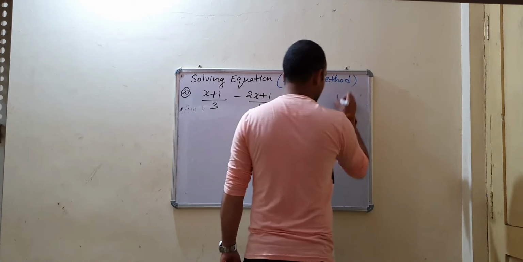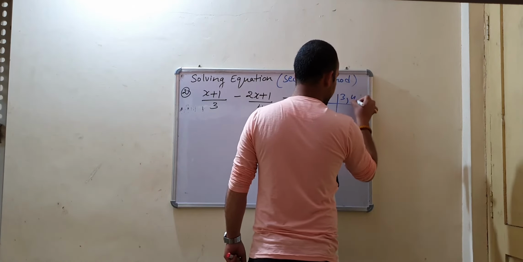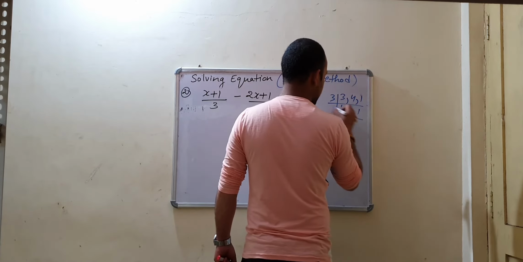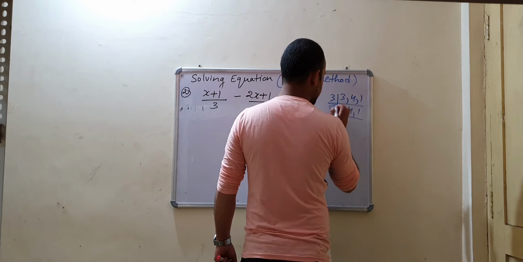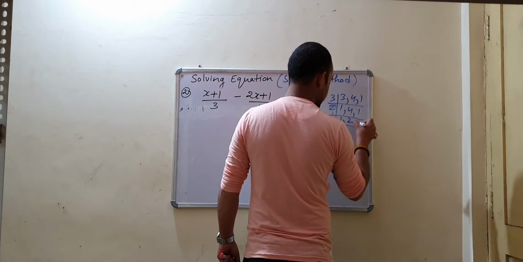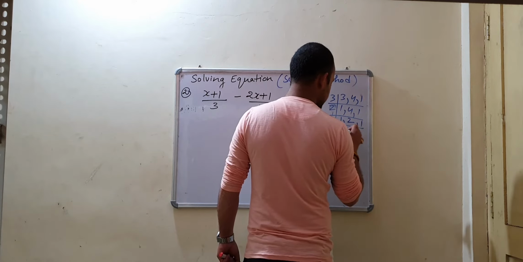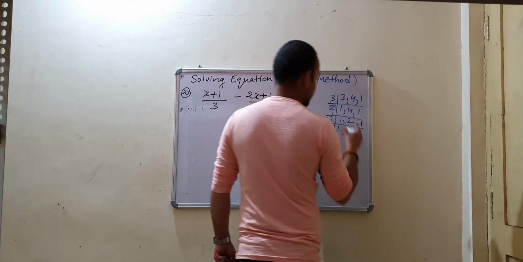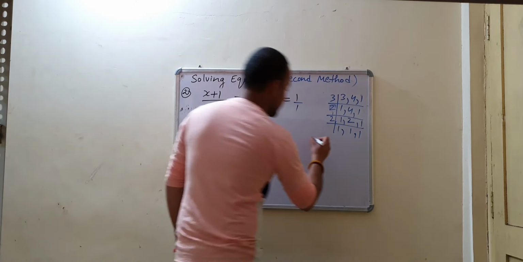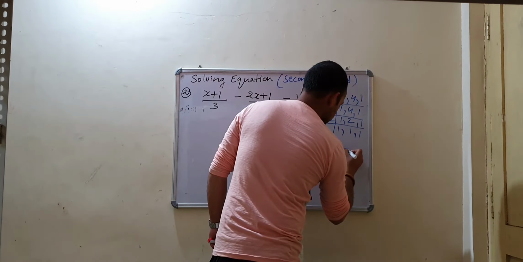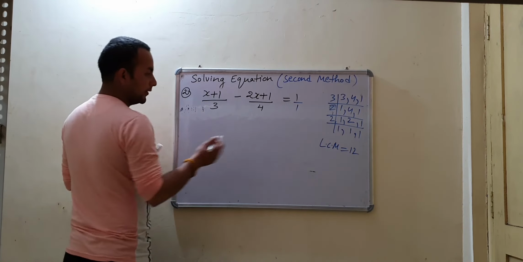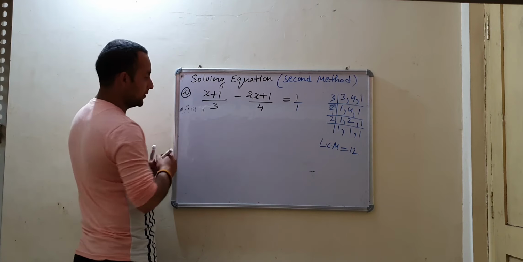Now the denominators 3, 4, 1. So the LCM of 3, 4, 1: 3 ones are 3, 4 as it is, 1; then 2 2s are 4, again 2 1s are 2; 3 2s are 6 and 6 2s are 12. So the LCM is 12. Now you will multiply 12 with each fraction.